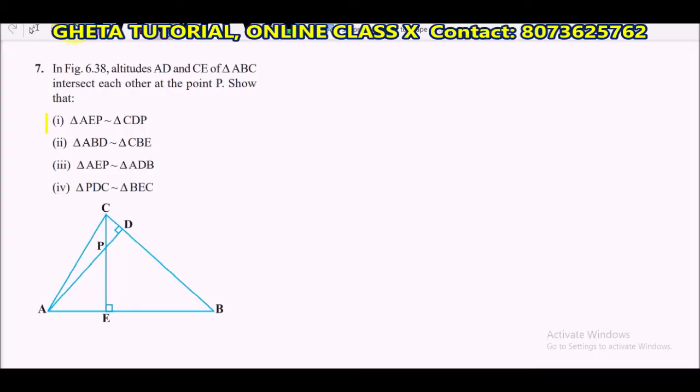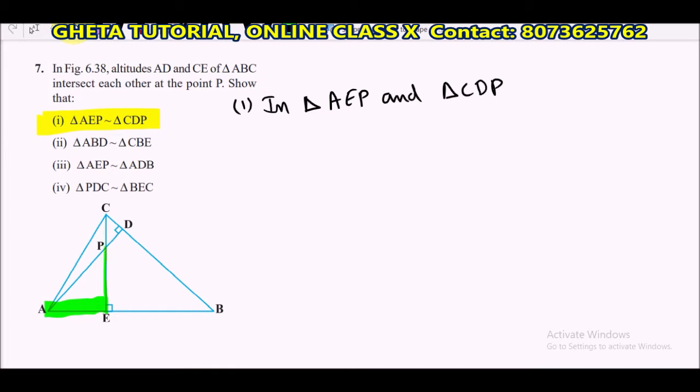I'm going to solve this one. First, AEP. The first one is in triangle AEP, the same triangle given, and triangle CDP. I'll just mark AEP. This is the AEP, and this is the CDP.